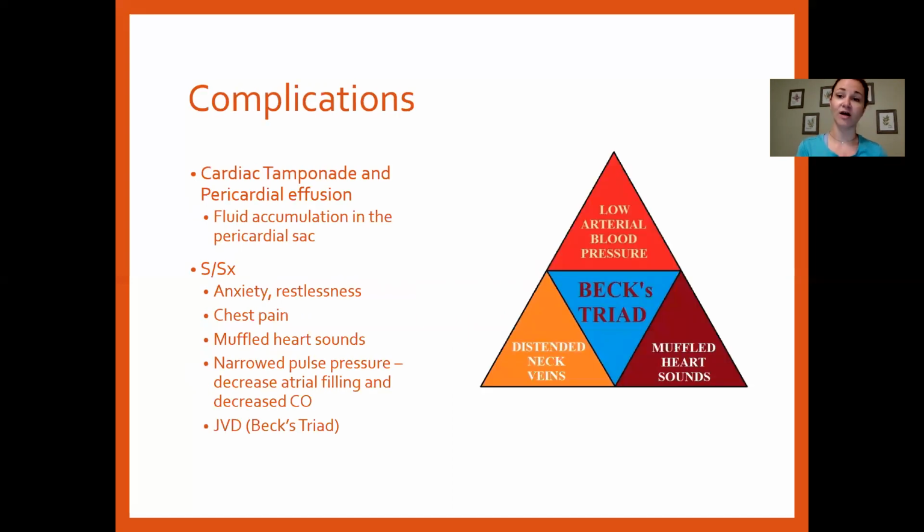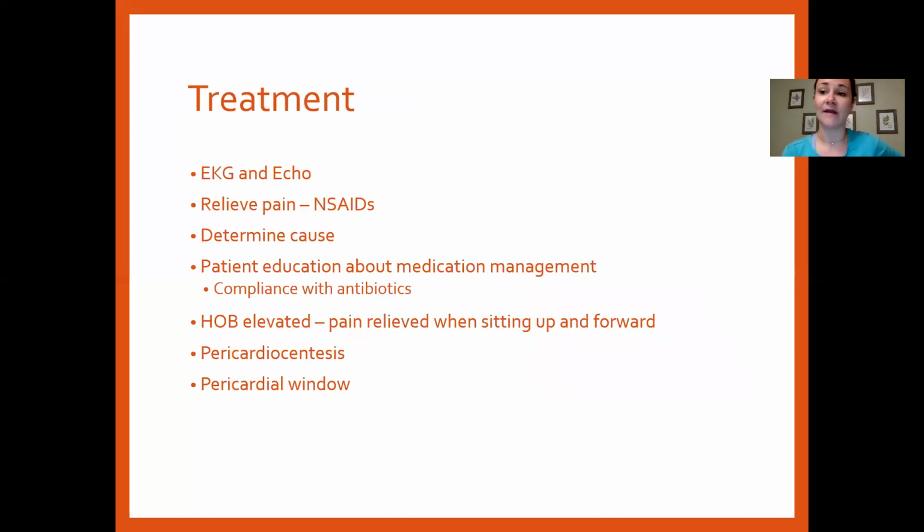And then if they end up having a complication like a cardiac tamponade, they need the fluid to be removed from that pericardial sac. So what they're going to do is either a pericardiocentesis, that's done in truly emergent situations because it can be kind of a dangerous procedure, and then something called a pericardial window.